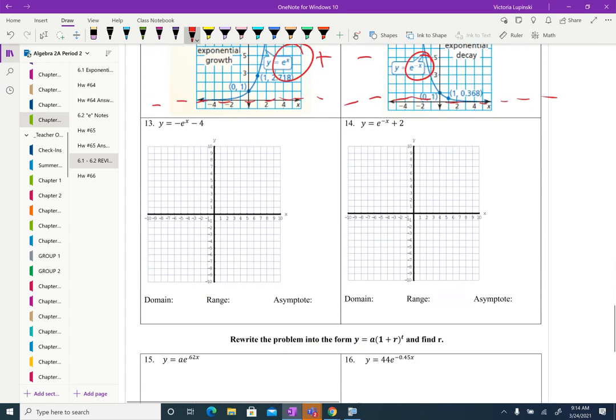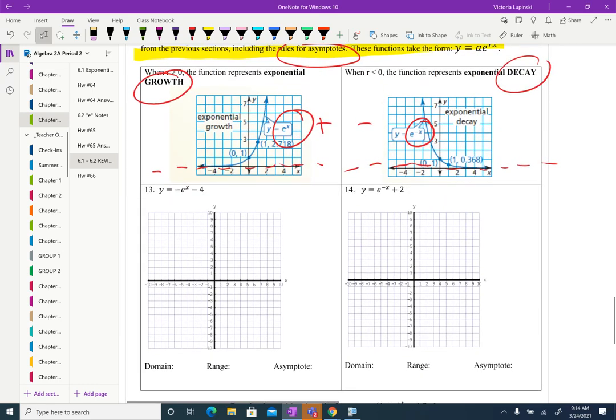So again, look at 13 and 14. If you look at 13 and 14, see this -4, see this +2, that tells you where the asymptote is. So in the one on the left, the asymptote is at -4. The one on the right, the asymptote is at 2. Just like on page 1, they have to start at 0 and then they can only move up or down. So the asymptote is -4 and +2. Domain is always all real numbers.